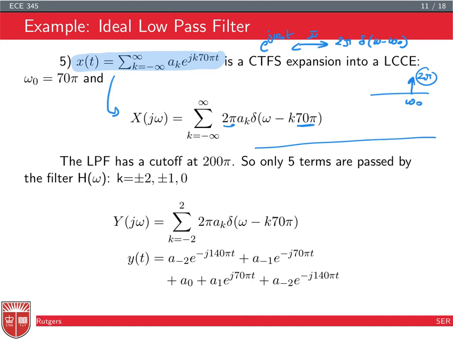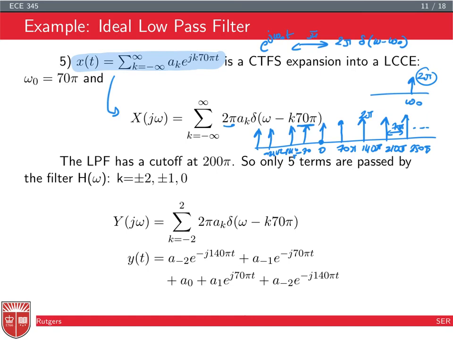So you're going to have at k equal to 0 an impulse function at 0, and then k equal to 1 is an impulse function at 70π, at 140π, and then at 210π, and so on and so forth. So again, the interval is 70π. And also on the other side here, you're going to have minus 70π, minus 140π, minus 210π. And again, the amplitude or the magnitude here is 2π.